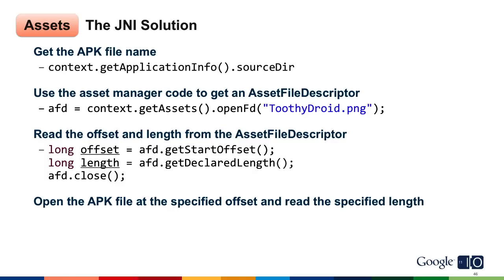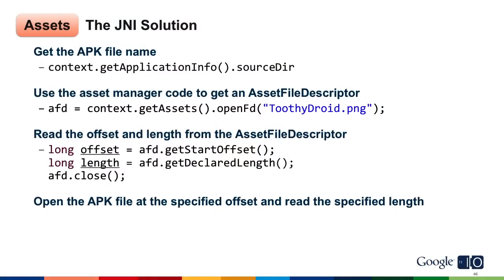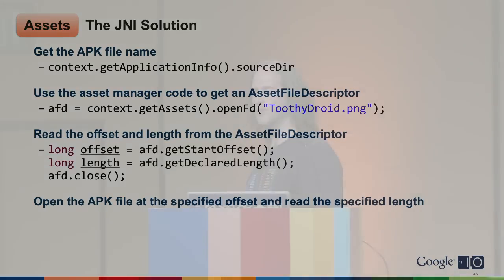using this source dir. Then we're going to use the asset manager code. And that asset manager code allows us to get something called an asset file descriptor. All an asset file descriptor is, is a standard native file descriptor that includes extra parameters for offset and length. We can read them, open the APK file from that offset, and there we are. We're reading our resources right out of native code without any additional overhead. And the overhead we're trying to avoid, of course, is having to buffer things between Dalvik and native code.